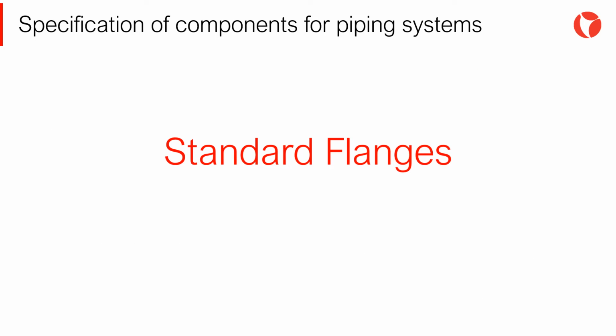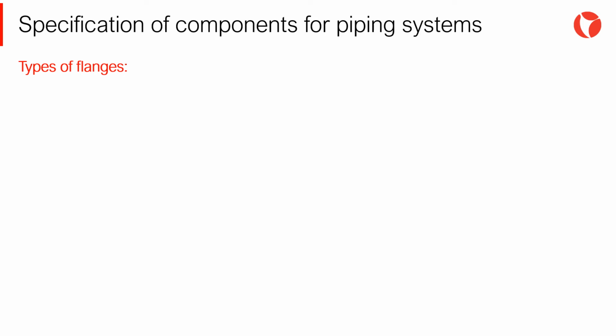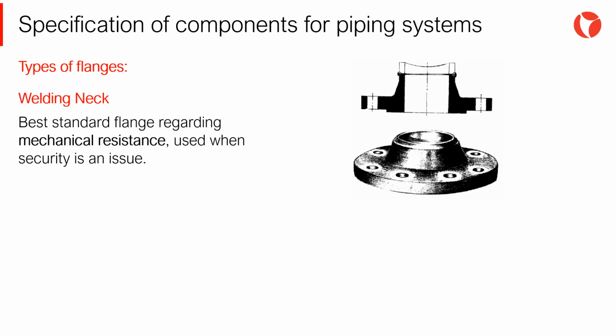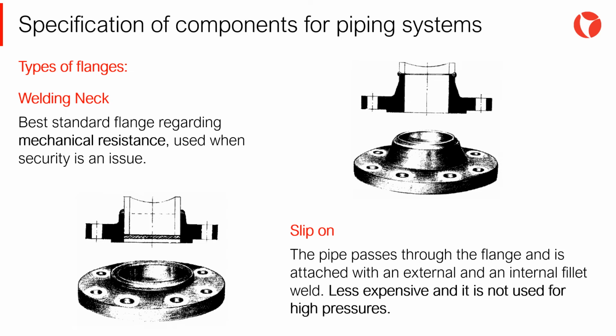There are many different flange standards to be found worldwide. To allow easy functionality and interchangeability, flanges are designed to have standardized dimensions. Some of the types of flanges most used in pressure vessels are the welding neck flange, butt welded to the pipe, the best standard flange regarding mechanical resistance, used when security is an issue.